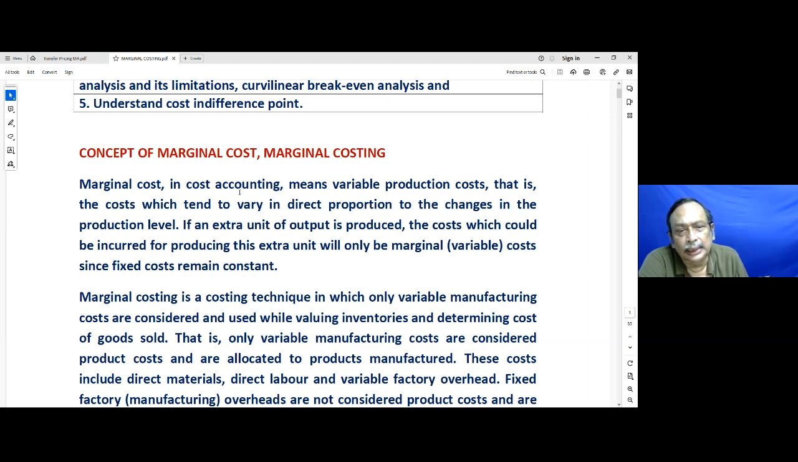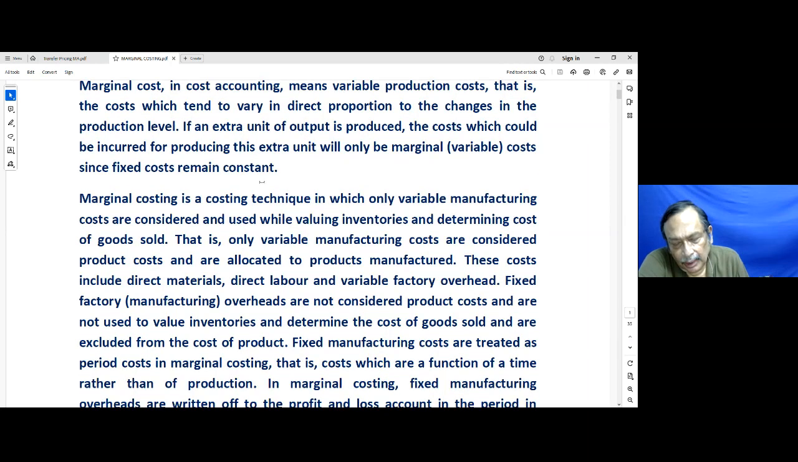Now marginal costing is a costing technique. It is not a method. At this juncture, you should know how to make a difference between methods and techniques. Methods are methodology for arriving at the total cost and cost per unit using different costing approaches, namely job costing, batch costing, contract costing, operation costing, operating costing, multiple costing, so on and so forth.